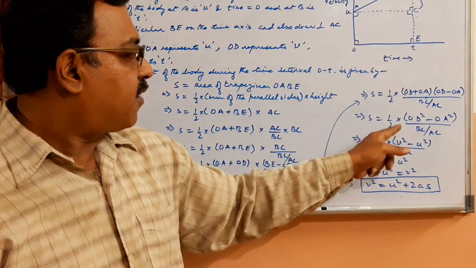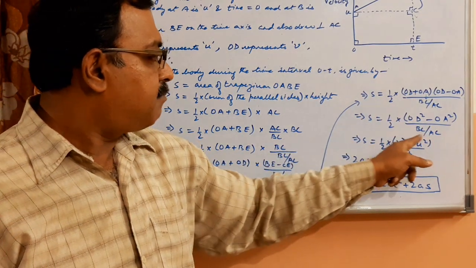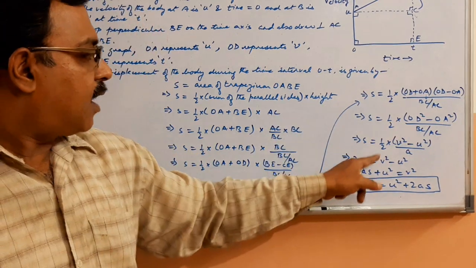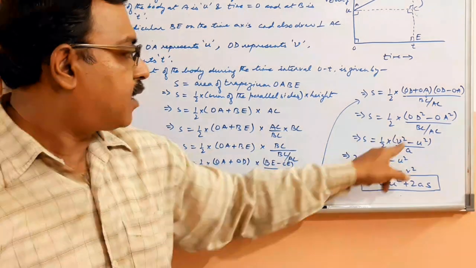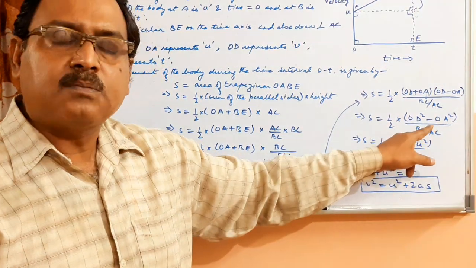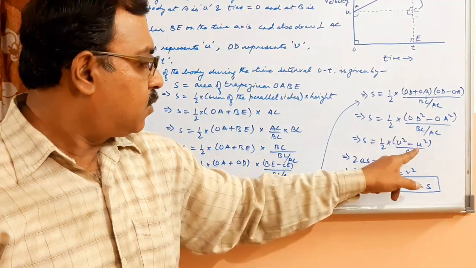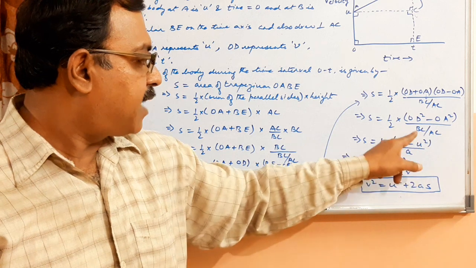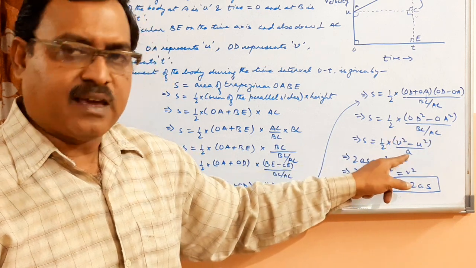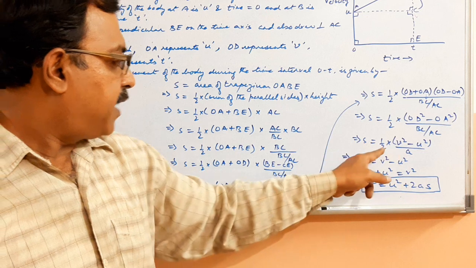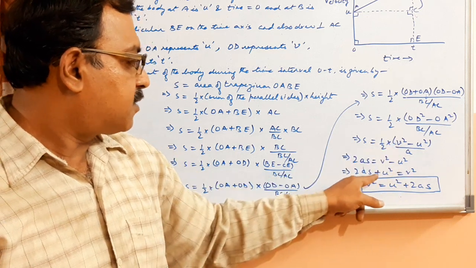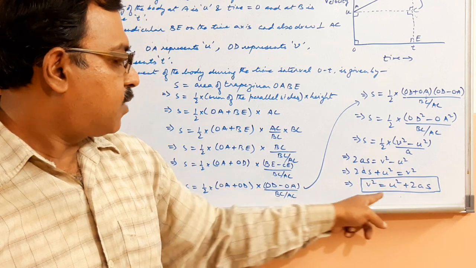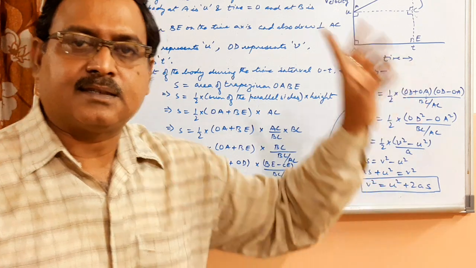So S equal to half of OD square minus OA square by BC by AC. OD is replaced by V, so OD square means V square. OA is replaced by U, so OA square equals U square. So V square minus U square by BC by AC, which is nothing but acceleration A. Now if you cross multiply, 2AS will come this side. So 2AS is equal to V square minus U square, or 2AS plus U square equal to V square. That is V square equals U square plus 2AS.